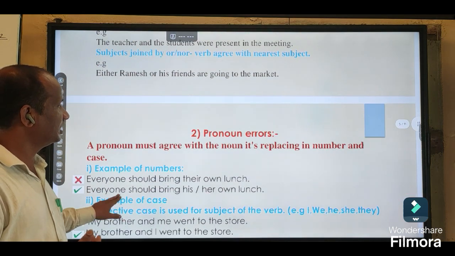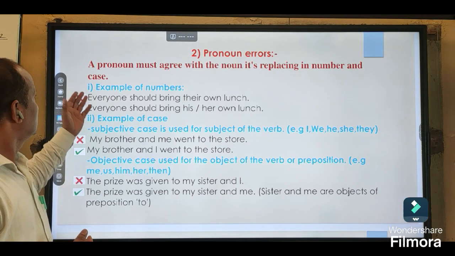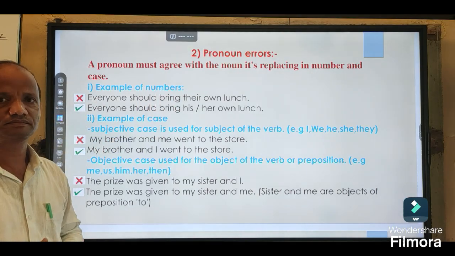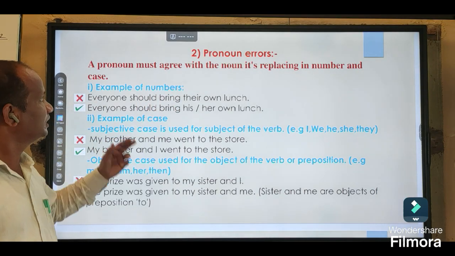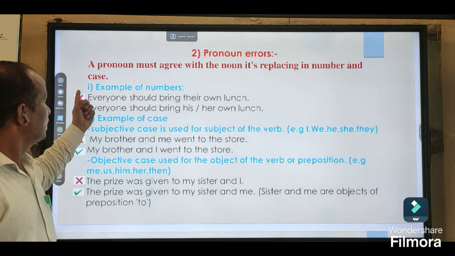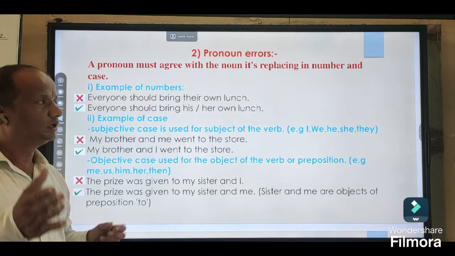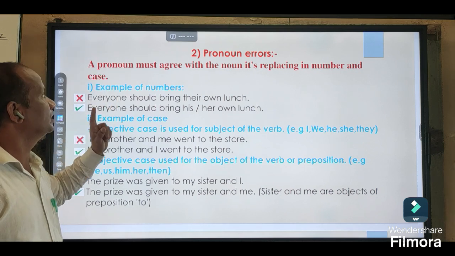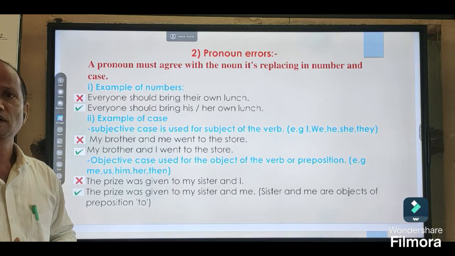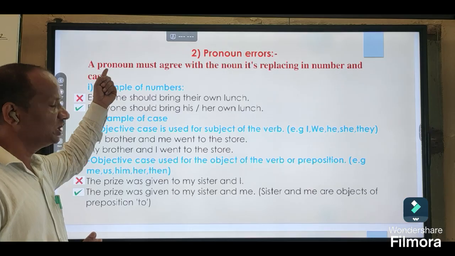After discussing it, we are turning towards the second error in the sentences, that is pronoun error. A pronoun must agree with the noun it is replacing in number and case. Here, my dear friends, we use a pronoun instead of a noun. When we have to repeat the noun a second time, we make use of a pronoun. And when we are using that pronoun, it must agree in number and case with the noun.